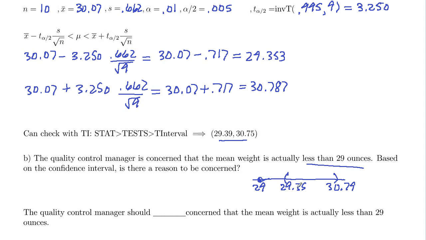And 99% of samples will contain the population mean, so 29 is probably not the population mean. There's only 1% chance that's the population mean. So no, should not be concerned because 99% here of your confidence intervals should contain the population mean mu, and 29 is not in the interval.